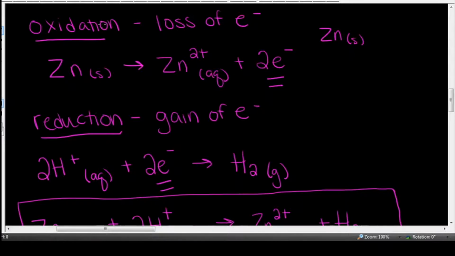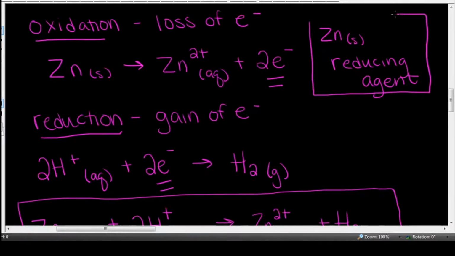Because the zinc is being oxidized and allowing for the reduction of the hydrogen, we call the zinc solid the reducing agent, which is weird, right? So the thing that gets oxidized is the reducing agent. The book also calls it the reductant. I usually, everything I read always tends to say reducing agent. Same thing, reductant or reducing agent. It allows for the reduction of the other species. So the thing that gets oxidized is the reducing agent.